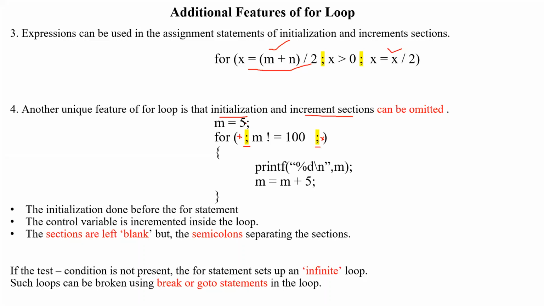Got it? So here I have mentioned the initialization before the for loop, and the incrementing of the control variable is given within the body of the loop. And the last one here I have given is if the test condition, one second.